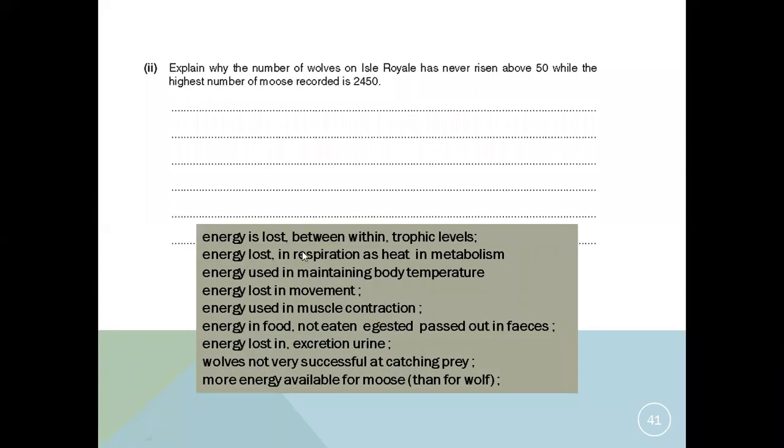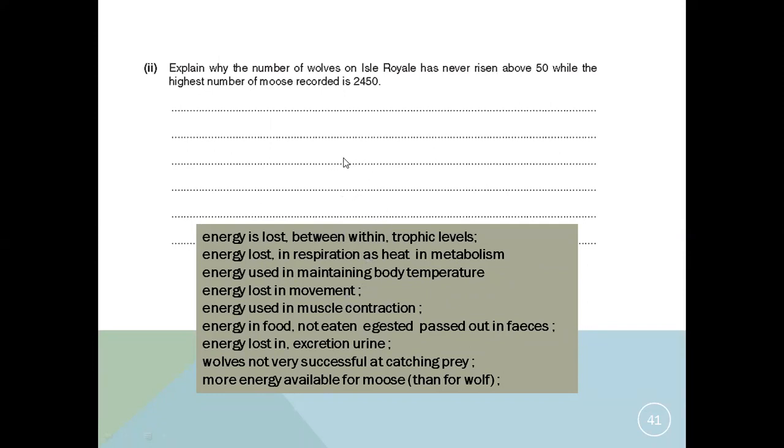So look at here, energy is lost between trophic levels. For example, a primary consumer feeds on the producer. When it is going toward a secondary consumer, the food will be less, and the energy will be less for him. Why? Most of the energy is lost in respiration as heat and metabolism. For example, a secondary consumer feeds on a primary consumer, and the primary consumer has a lot of energy because it is feeding on the producer.